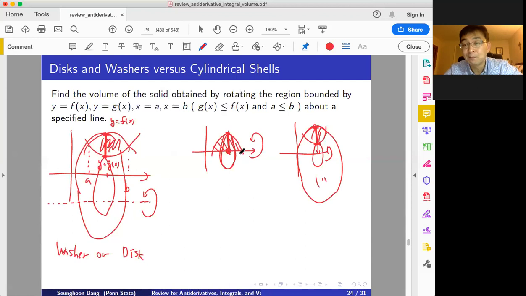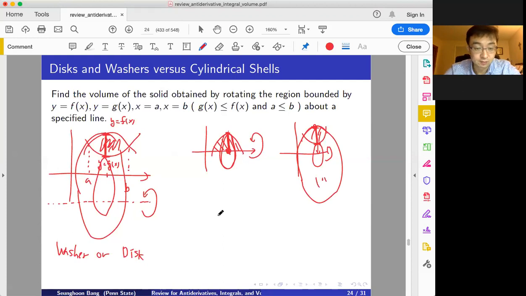So if we don't have a gap between the region and the rotating axis, we can use the disk method. If we have some gap between the region and the rotating axis, you have to use the washer method. Does it make sense? What do you think? Okay, good. So this is the idea.